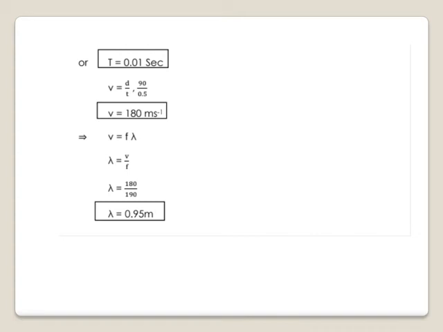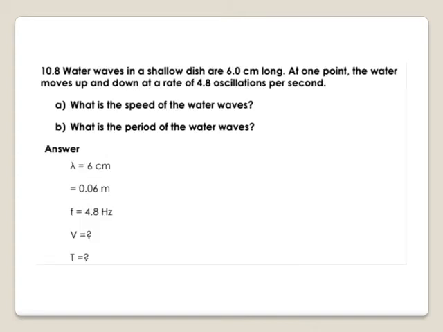Numerical 8. Water waves in a shallow dish are 6 cm long. At one point the water moves up and down at a rate of 4.8 oscillations per second. Find the speed of the water waves and find the period of the water waves. So this is the simple numerical as we had already done before. We just have to solve this numerical on the basis of the formulas that we had already learned.